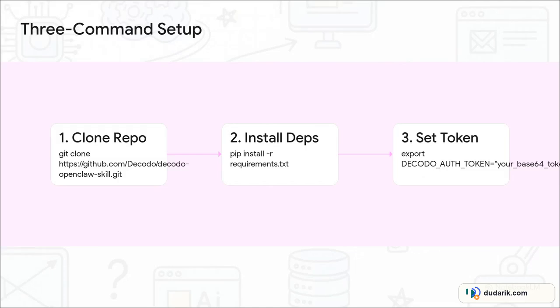The setup process is, and I'm not kidding here, refreshingly simple. It is literally just 3 commands in your terminal. You clone the repository from GitHub, install the requirements, and then you set your authentication token as an environment variable. That's it. Your agent is now superpowered.